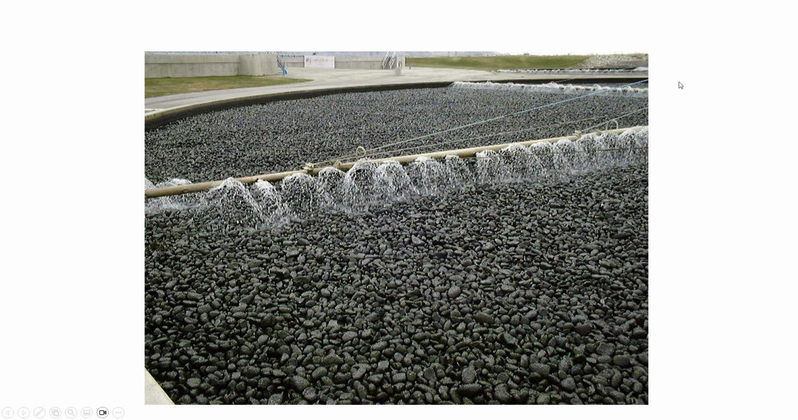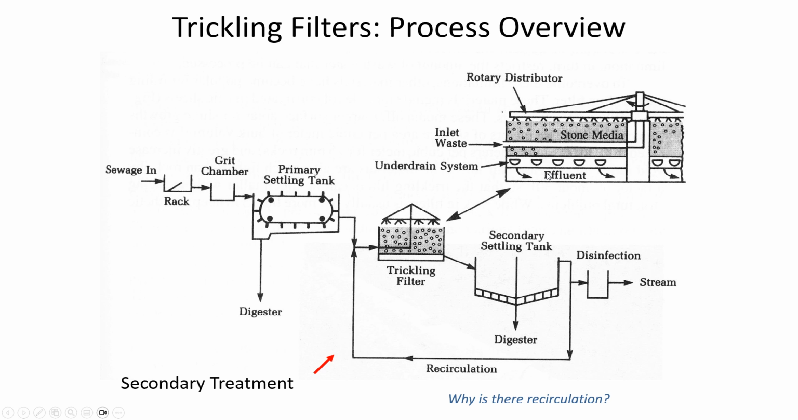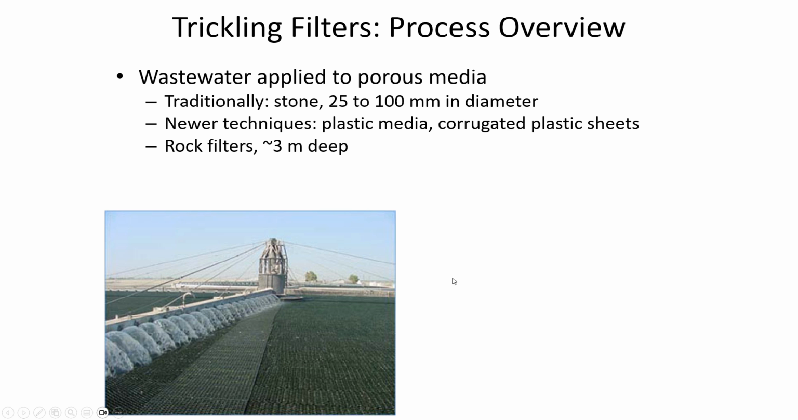So water is just spraying over these rocks. They look like ordinary rocks, but when the layer of microorganisms gets thick enough, it doesn't have the strength to stay attached to the rock. And so eventually a layer of slime goes to the bottom, and then that can be settled in the secondary clarifier. Some of them can be really big as well.